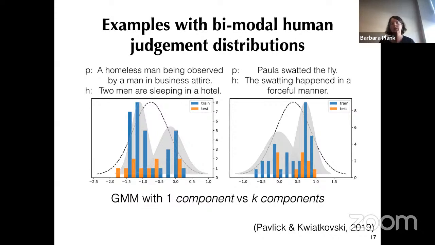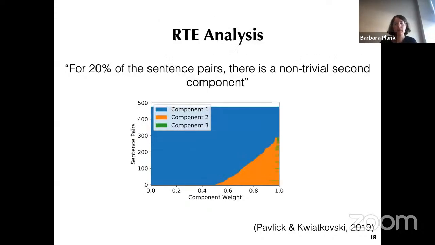It's very clear what humans agree upon, but how much of this data set, for instance, was actually better modeled with multiple components? They found, for instance, by plotting the sentence pairs and the component weights, that approximately 20% of the sentence pairs do have a non-trivial second component.